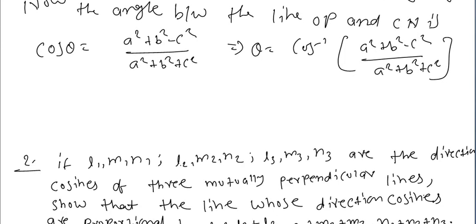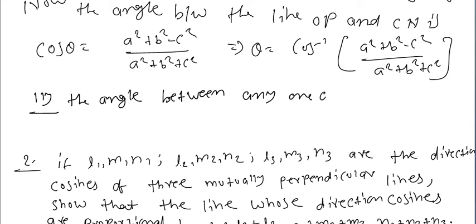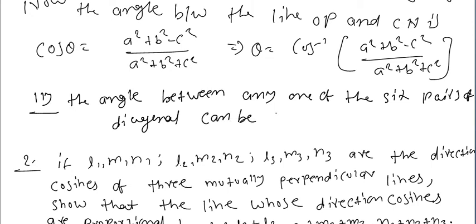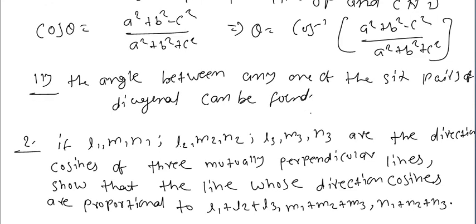This is the angle between them. Similarly, the angle between any one of the six pairs of diagonal can be found. Understood it? This is very simple, not a difficult problem.